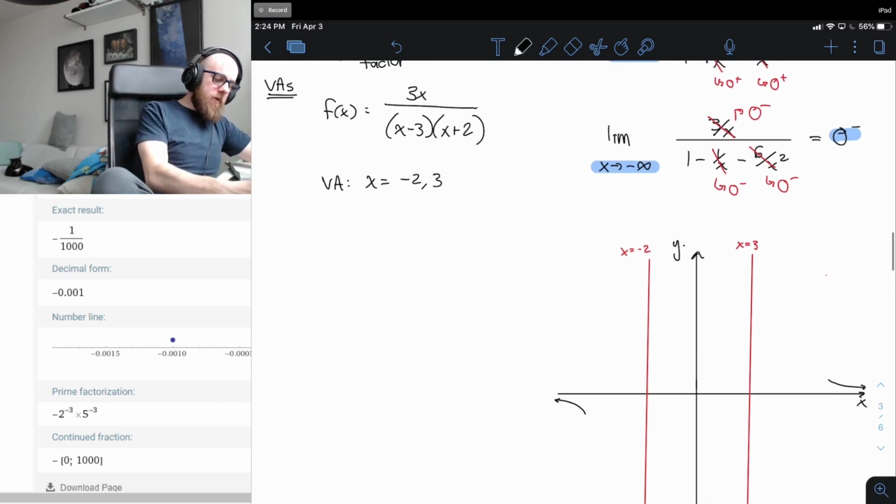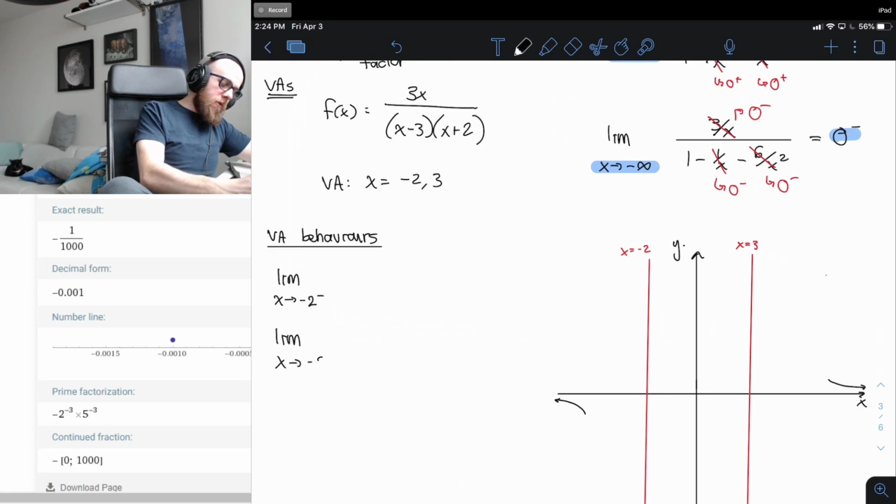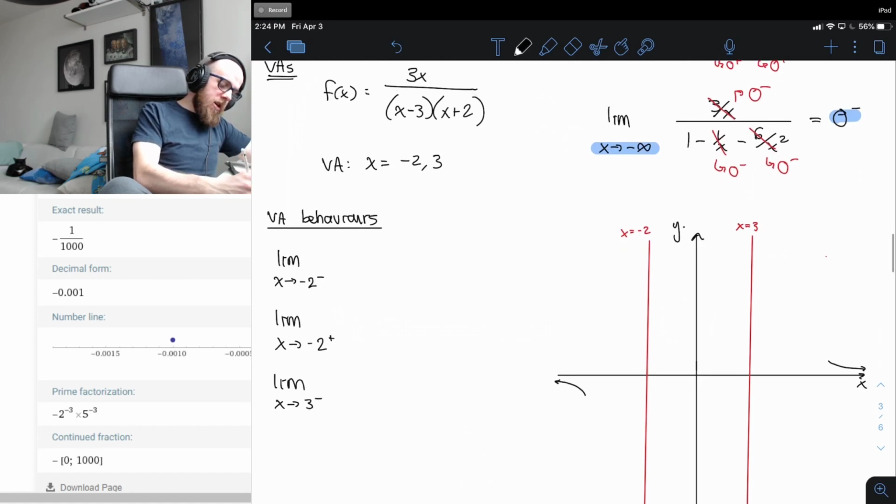And so what we actually have to do is figure out the VA behaviors. And so to do that, again, we're taking the limit as x approaches -2 from the left side, the limit as x approaches -2 from the right side, the limit as x approaches 3 from the bottom side, and the limit as x approaches 3 from the positive side, of our function f of x. All right.